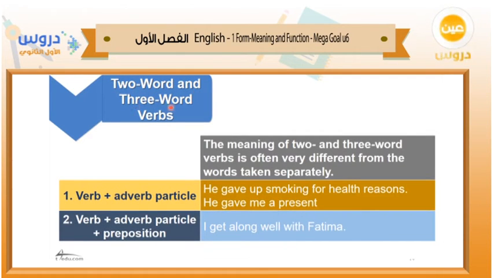Two-word and three-word verbs. The meaning of two- and three-word verbs is often very different from the words taken separately. Number 1, verb plus the adverb particle. He gave up smoking for health reasons. He gave me a present. While in the second form, verb plus the adverb particle plus the preposition. As you can see, I get along well with Fatima.